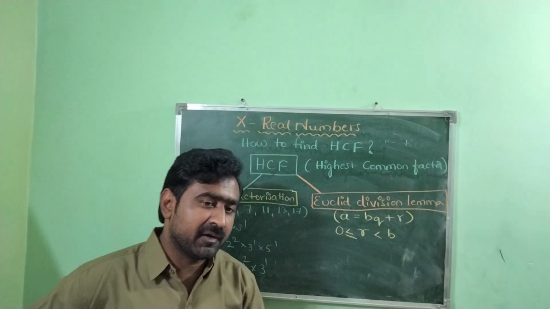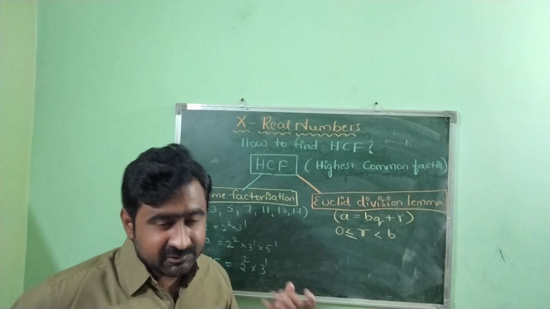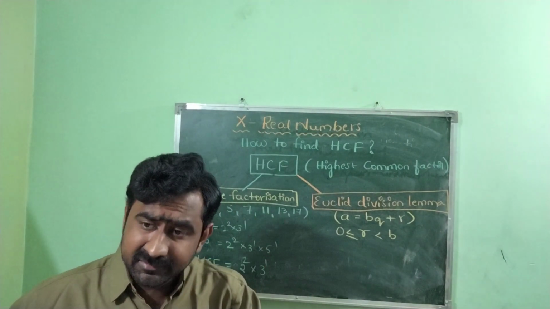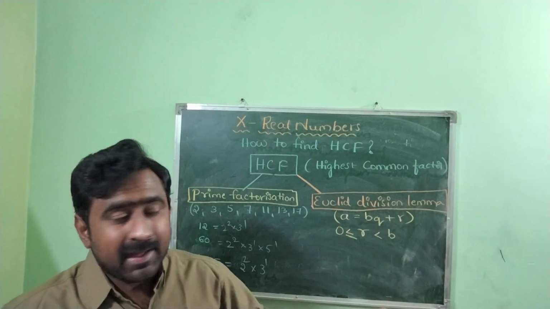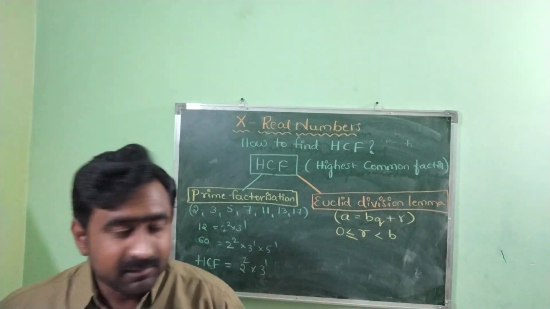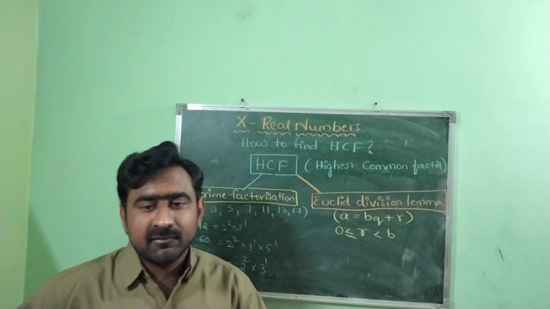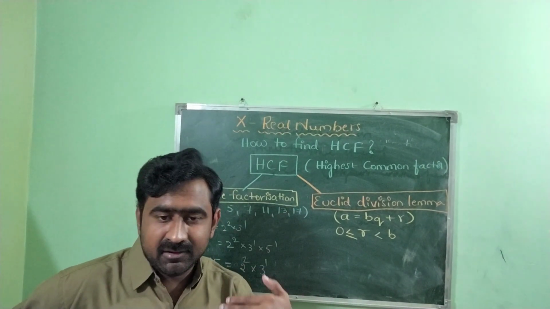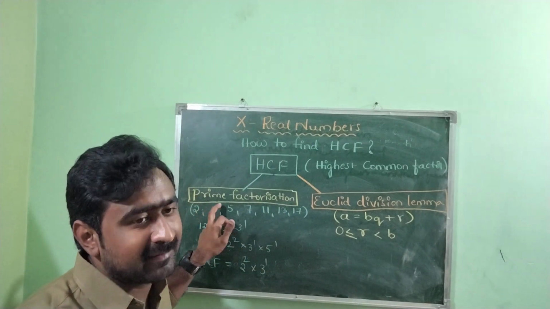And not only HCF, for finding out the LCM also we can prefer prime factorization. So this prime factorization is a technique, a method which is helpful in finding out both the HCF and the LCM. LCM stands for least common multiple and HCF stands for highest common factor. So these two concepts, HCF and LCM, can be found out by using the first technique called prime factorization.